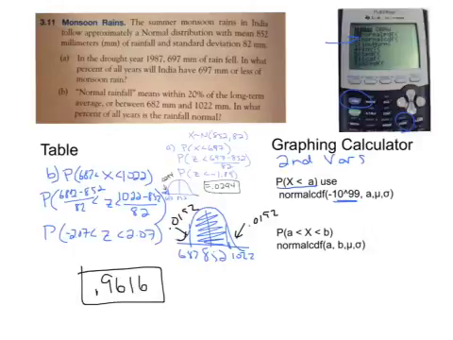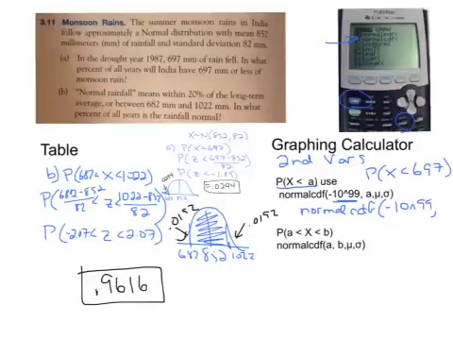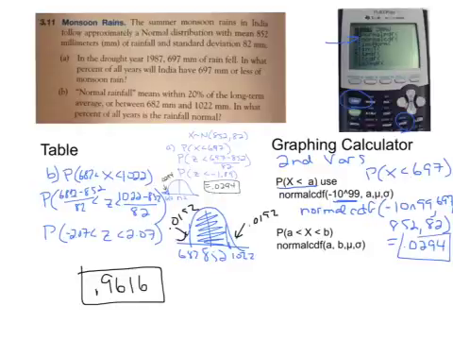So for the first example that I did, where they have the probability that x is less than 697, I don't need to convert to z-scores because I'm going to tell my calculator what my mean and my standard deviation is. I'm just going to put in normal CDF. I'll have the negative 10 to the 99th, my number it comes up to, which is 697, and then my mean was 852, and my standard deviation is 82. And you'll notice that your calculator will give you the same exact value that I got by using the table.